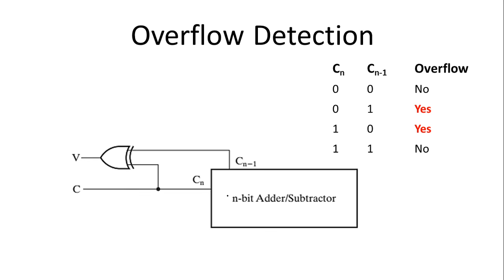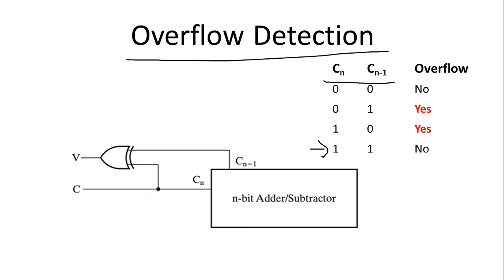Again, overflow detection, as we have just discussed: the last carry is Cn and the second last carry is Cn minus 1. If both are 0 0, then there is no overflow. If both are 1 1, then again there is no overflow. If they are 0 1, then there is overflow. If 1 0, then again overflow. So we can attach an XOR gate to detect the overflow of our adder or subtractor.